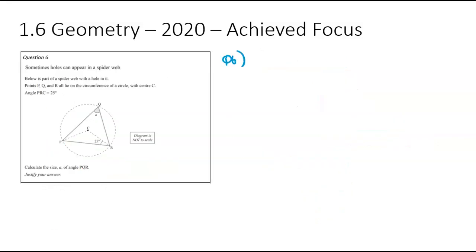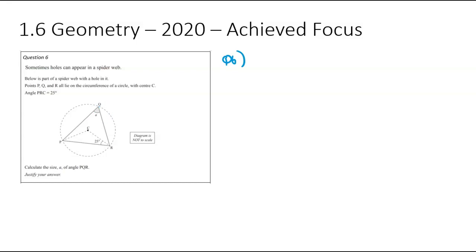Now on question number 6, and it says sometimes holes can appear bigger in a spider web, and this here is representing the spider web. Below is part of it with a hole in the middle, points Q. All of these, they lie on the circumference of a circle, and we've been told about the angle down the bottom being 25 degrees. We've been asked to calculate the size of angle A, which is up the top there.